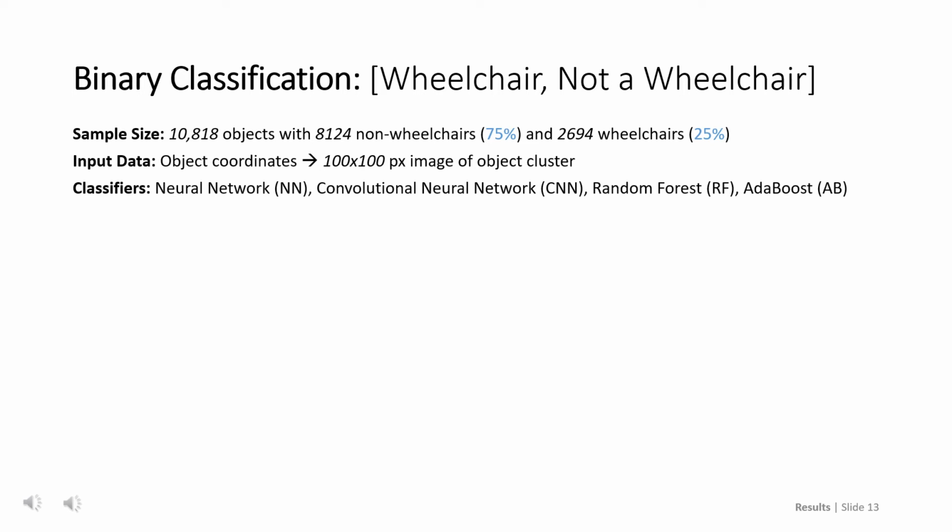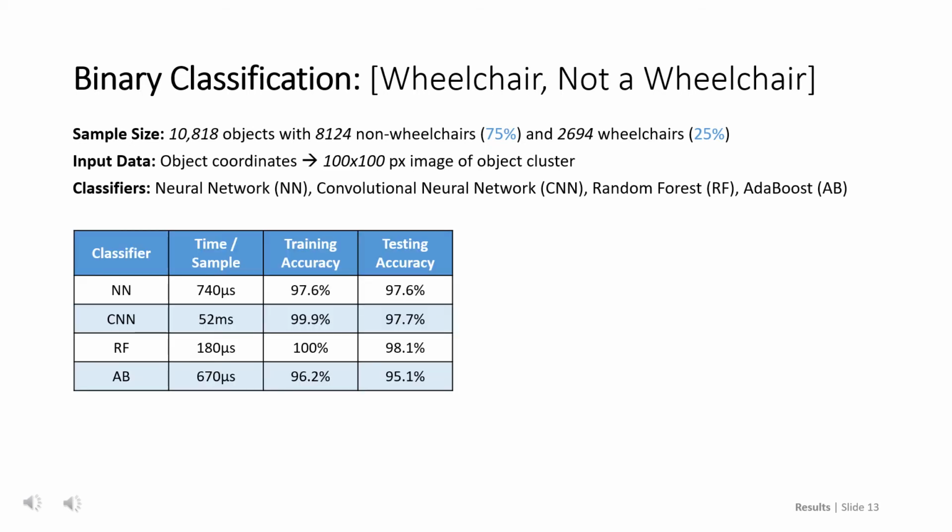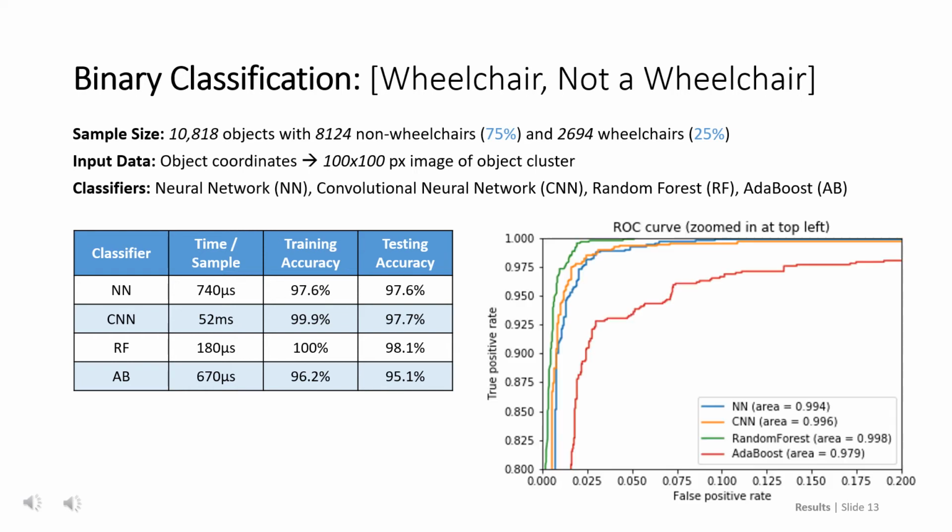I experimentally tuned 4 different classifiers: a 2-layer neural network, a 2-layer convolutional neural network, a random forest with 300 decision trees, and an AdaBoost classifier with 100 trees. The results for classification time, training accuracy, and testing accuracy are shown in the table, and the ROC curves, which optimize between true and false positives, are shown in the graph.